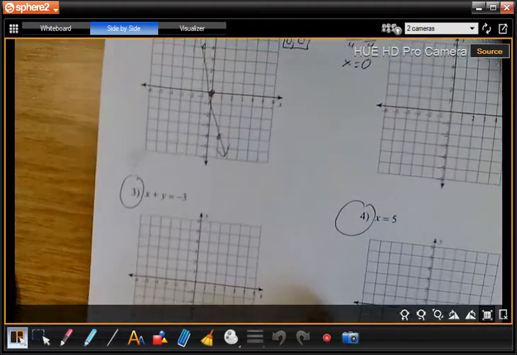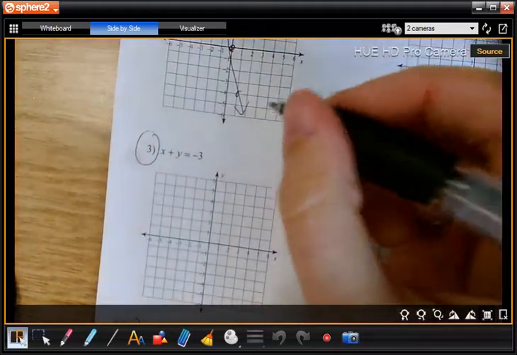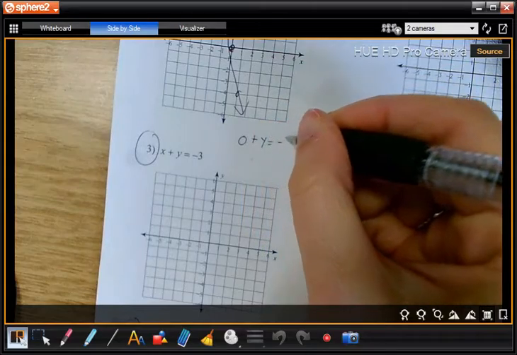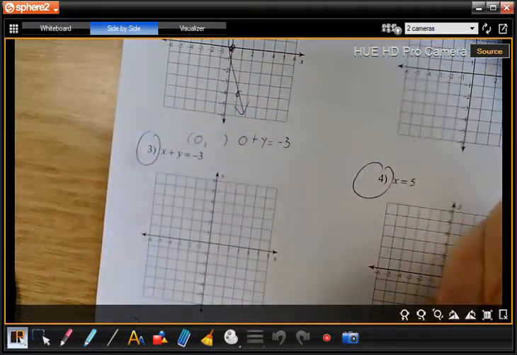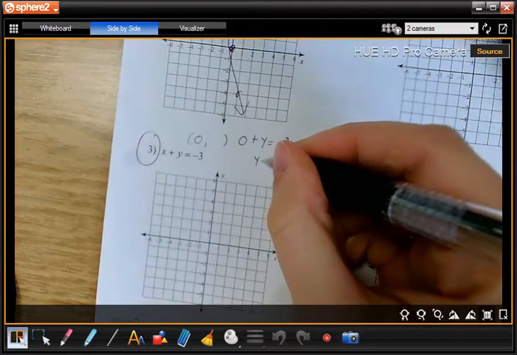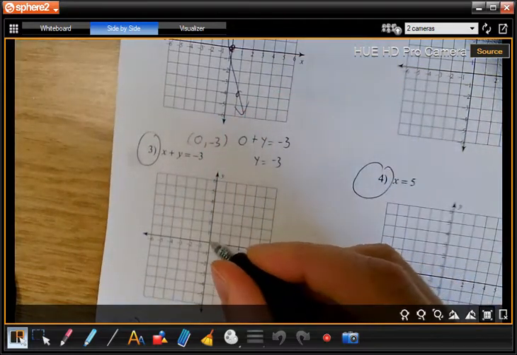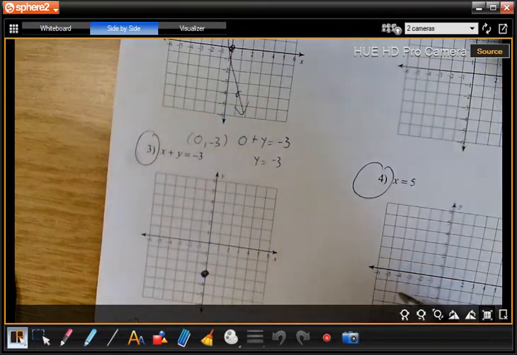All right, let's look at number 3 and see if we've got a little bit of a better example here. We're going to plug in a 0 for x plus y equals -3. Remember, it's finding a point. So I already know that x is 0, and I'm trying to figure out what my y is. I get y equals -3 in this case. So x is 0, y is -3. That gives me my y-intercept.